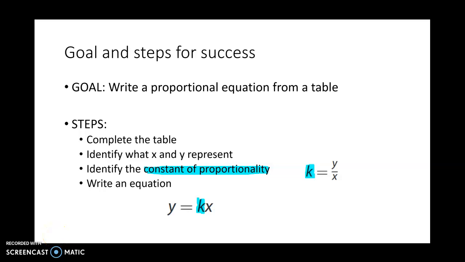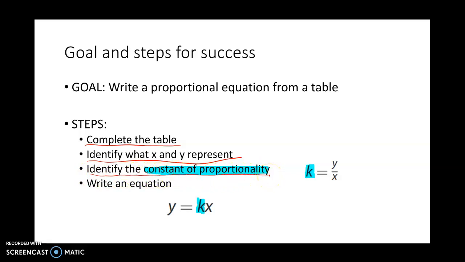Hello, welcome to 3.1 day 1. Here are our goal and steps for success today. We are going to write a proportional equation from a table. So our step 1, we're going to complete the table. Then we're going to identify what x and y represent, and then we're going to identify the constant of proportionality.